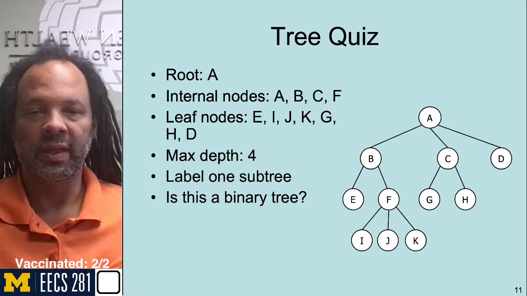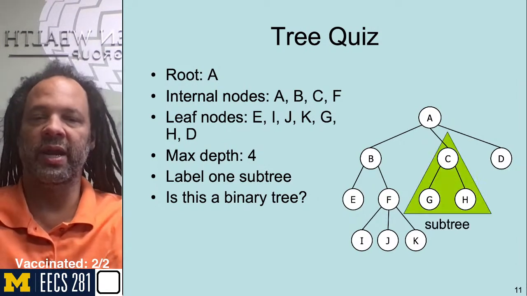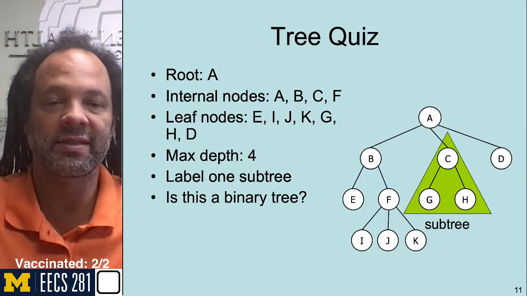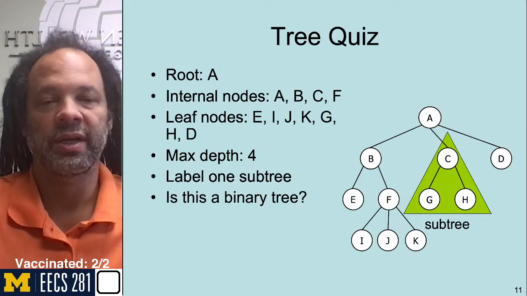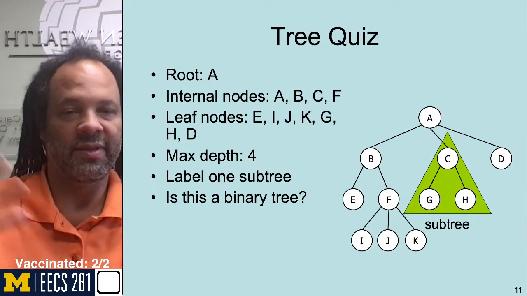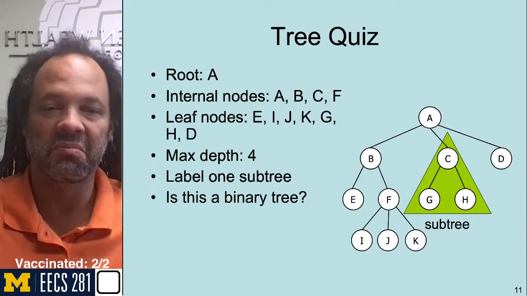Labeling one subtree, this is an arbitrary answer. There are many of them. Here we've highlighted the subtree that's rooted at C. It's got children G and H. It looks like a tree. If I were to erase everything else from this diagram, you would still think that thing inside the green triangle is a tree.